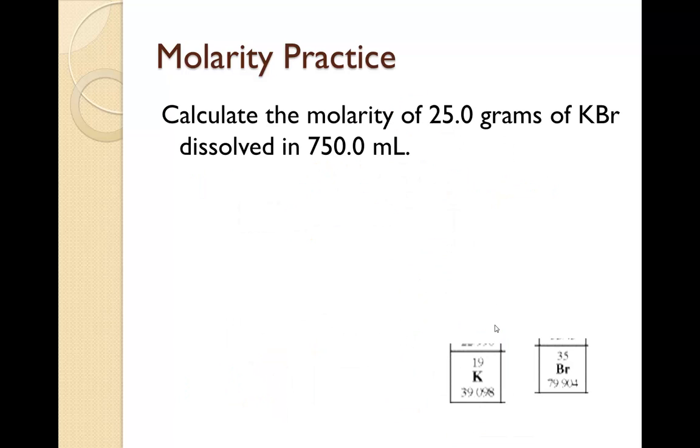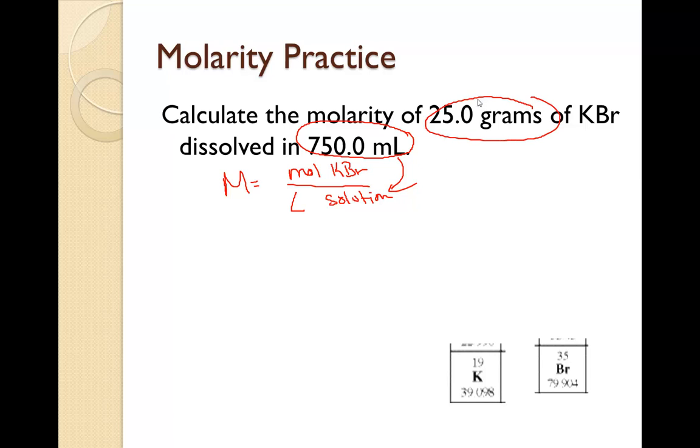So how do you solve for molarity? Let's do one practice. Calculate the molarity of 25 grams of KBr dissolved in 750 milliliters. Molarity is moles of the solute, so moles of KBr, over the volume in liters of the solution. We have 750 milliliters for the solution. We have 25 grams for the KBr.